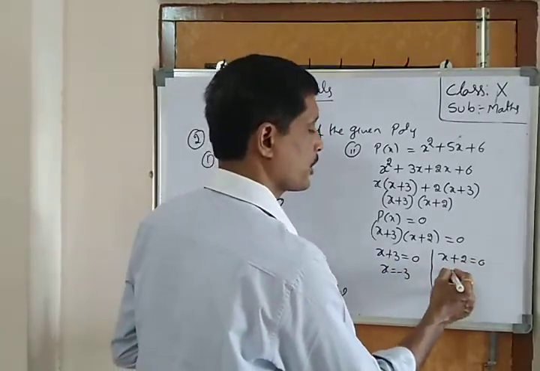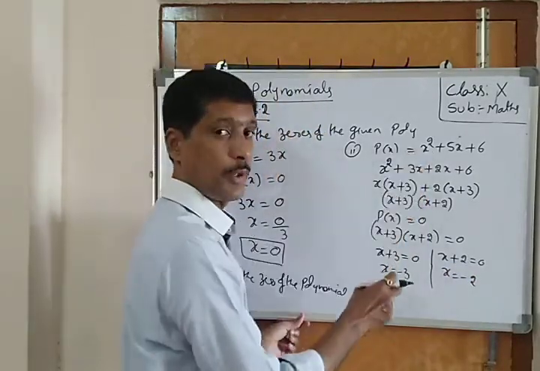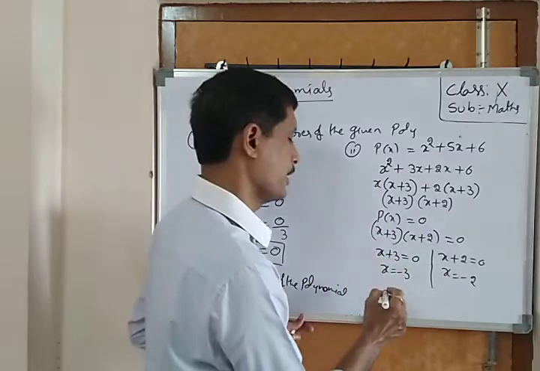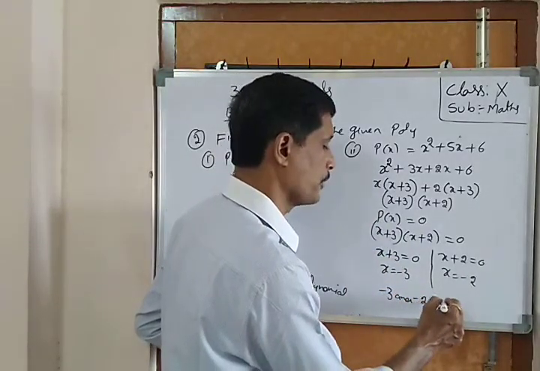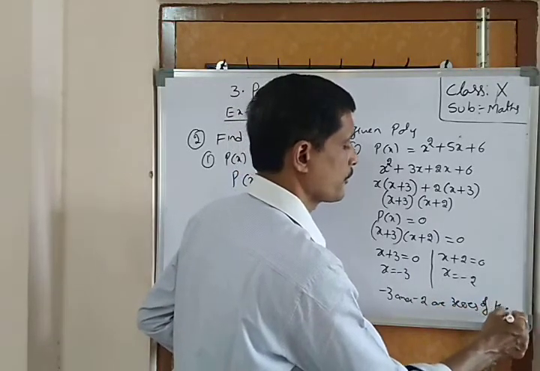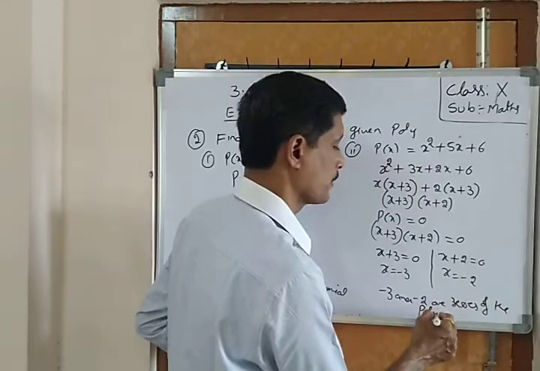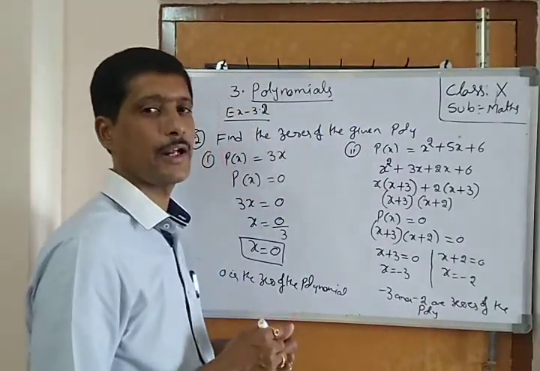x plus 2 equal to 0 means x equal to minus 2. Here degree is 2. Therefore how many zeros? That is 2 zeros. That is here minus 3 and minus 2 are zeros of the polynomial. Minus 2 and minus 3, both are different.